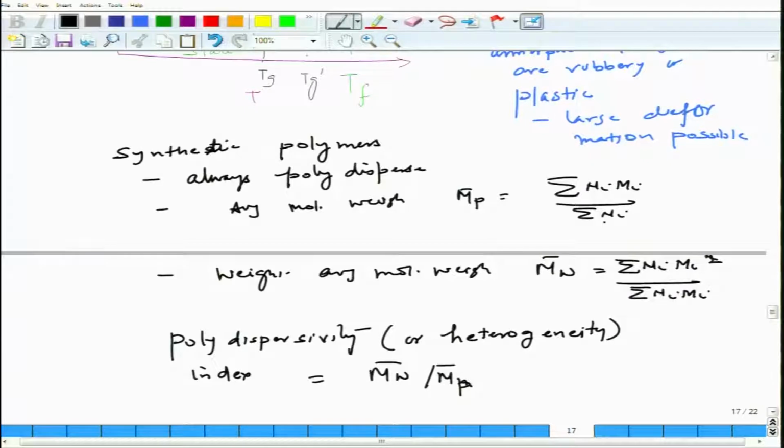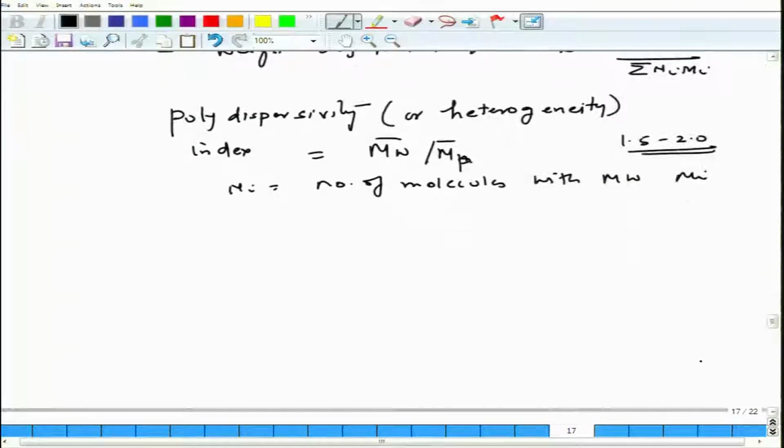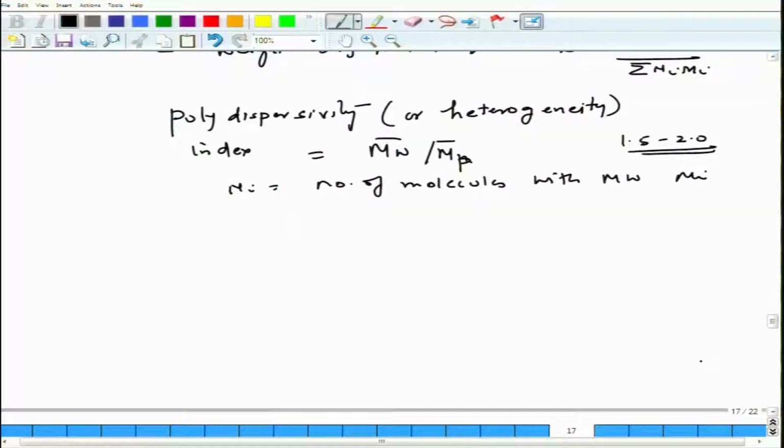So, here Ni is again the number of molecules with molecular weight Mi. Now, this polydispersivity index is typically in the range of 1.5 to 2.0. Okay. So, that is a brief description of the polymeric system. So, what about the theory for polymeric solutions? A popular theory is given by Flory-Huggins theory, which is based on lattice models.